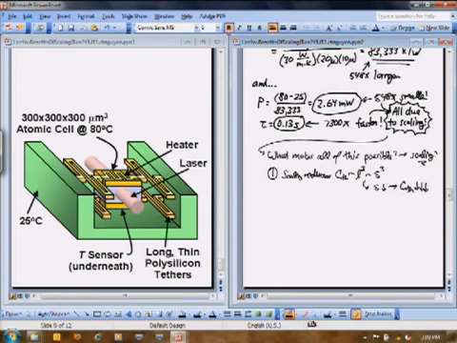The second thing that we're seeing here that I talked about is that scaling allows the use of long, thin tethers.